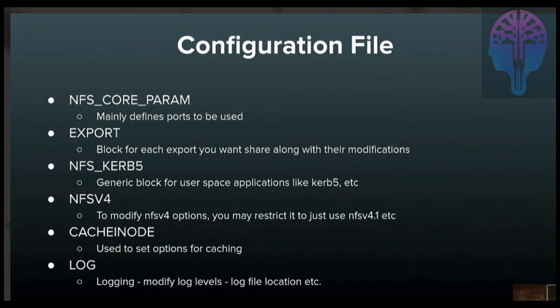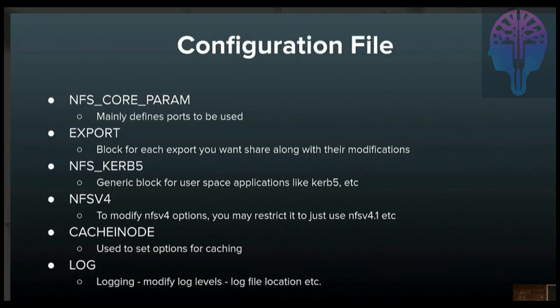Okay, so the configuration file. Although the configuration file has a lot more things, I'm just touching upon the main components here. So first we have the NFS core parameter. Here, if the block is not defined, it picks up the default values. It's basically used for defining the ports to be used for the particular share. And then we have the export block, where you can export the file systems, the shares that you want to export. It can be multiple; you can export multiple file systems.